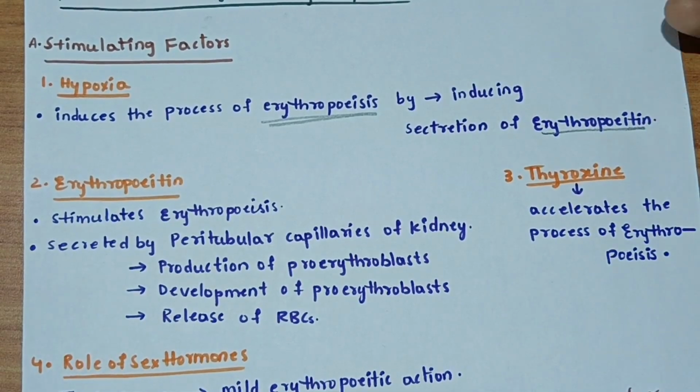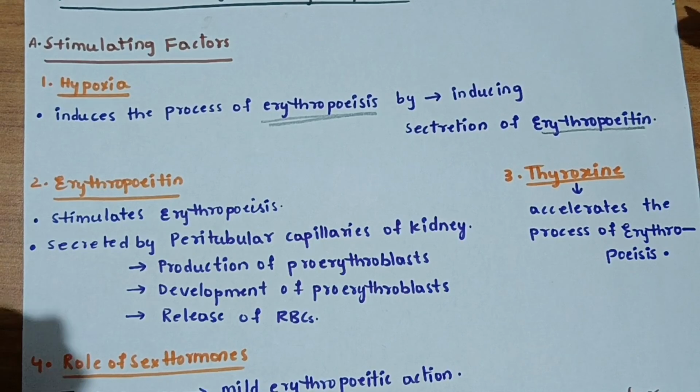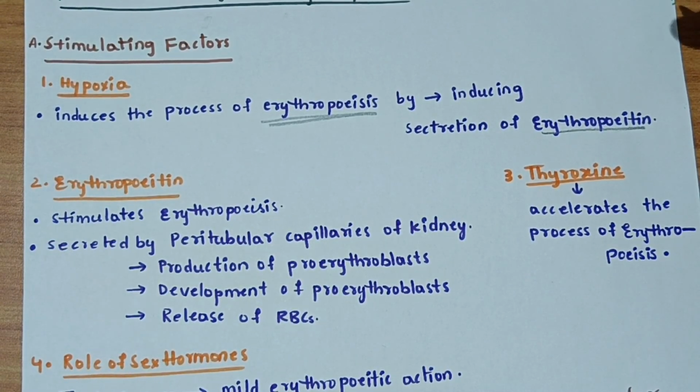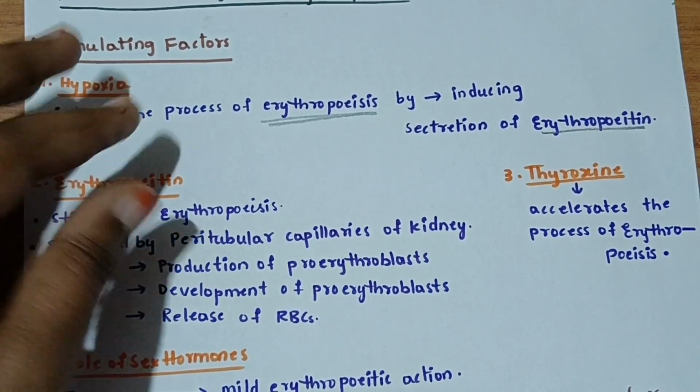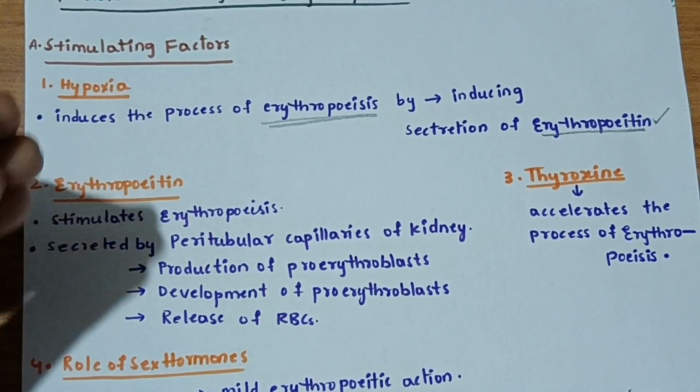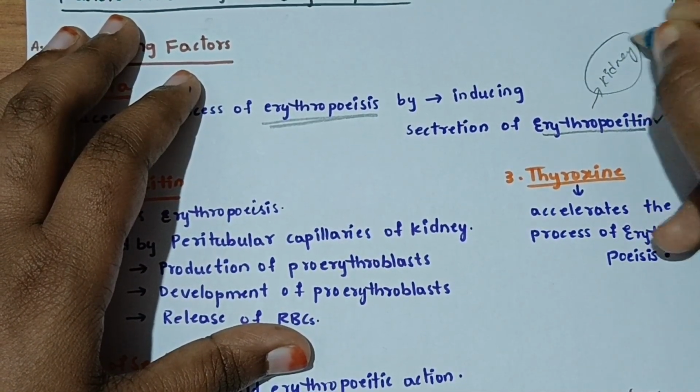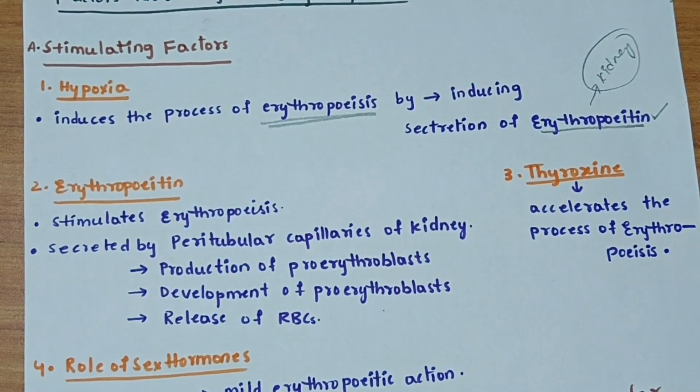So when a certain tissue's oxygen supply is inadequate, that is a decrease in oxygen, it attains hypoxia. So this stimulates erythropoiesis. How? It induces secretion of erythropoietin. Erythropoietin is a hormone released by the kidney, which helps in the process of erythropoiesis.